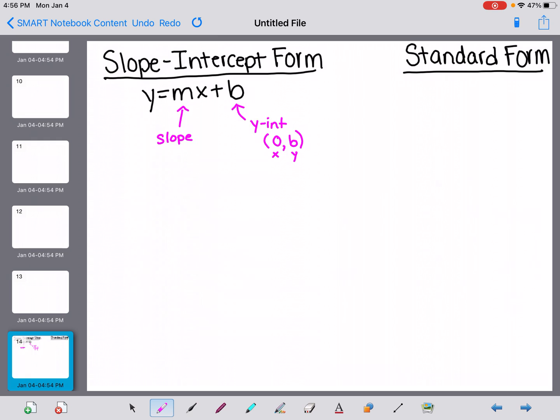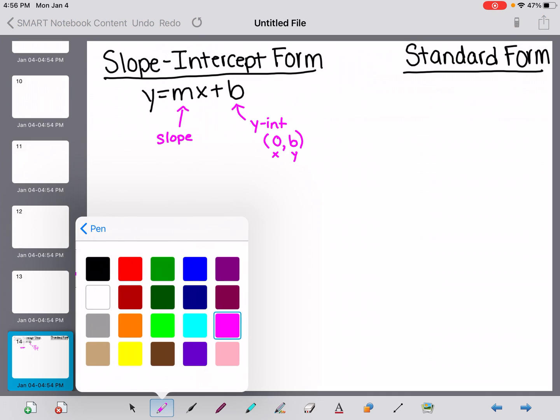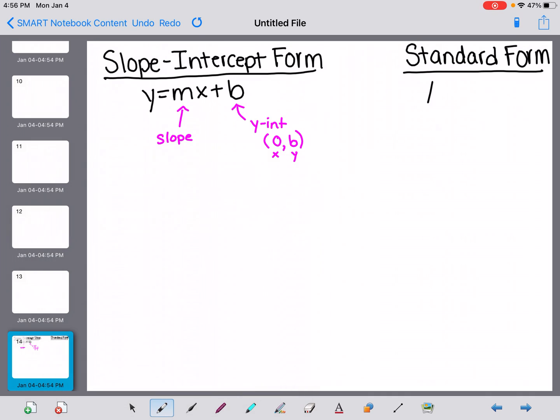If a question asks you to write the equation of a line, and it doesn't say what form to use, we default to slope-intercept form. However, some questions are going to say, please write your answer in standard form. Standard form is ax plus by equals c.